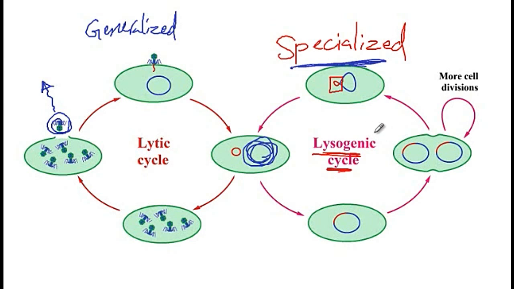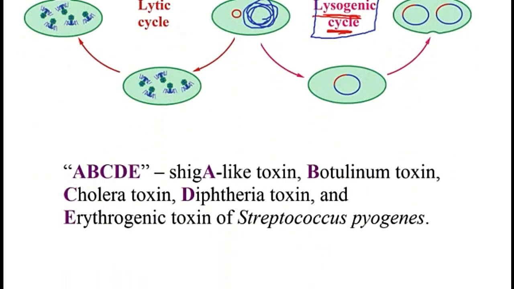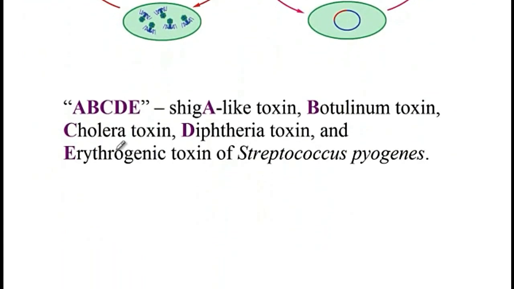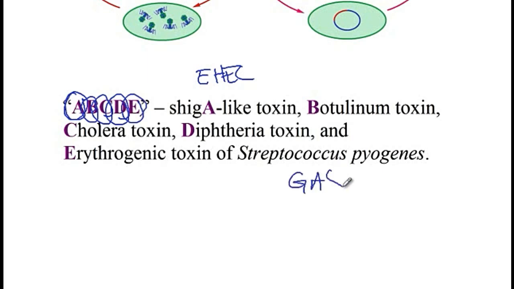Now, there are certain bacteria that produce toxin through lysogeny or specialized transduction, and you can use the mnemonic A, B, C, D, E to remember these bacteria. So A goes for Shiga toxin produced by enterohemorrhagic E. coli, B for botulism, C for cholera toxin, D for diphtheria toxin, and E for erythrogenic toxin of group A streptococcus.